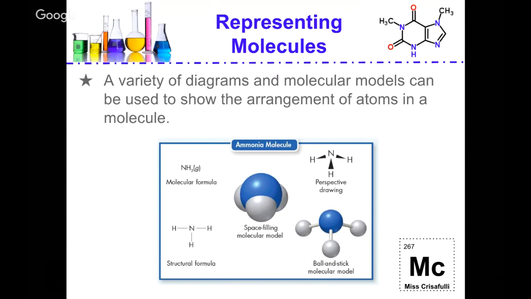We have a variety of diagrams and molecular models that can be used to show the arrangement of atoms in a molecule. So we have the molecular formula, which is just NH3. We have the perspective drawing, which shows how it will look in 3D. We have the structural formula in the bottom left-hand corner. Then we have the space-filling molecular model in the middle and the ball and stick molecular model on the bottom right. Practice drawing the structural formulas as well as the ball and stick models as we continue through this chapter.